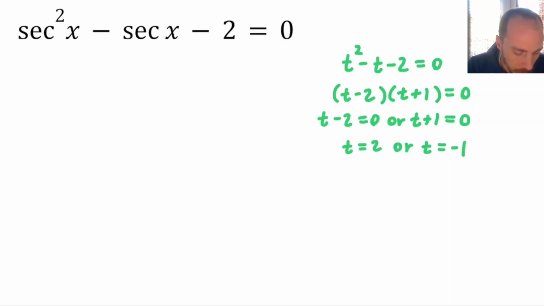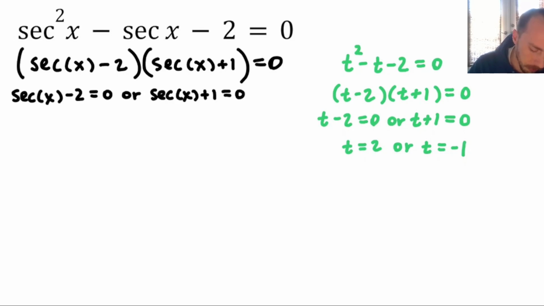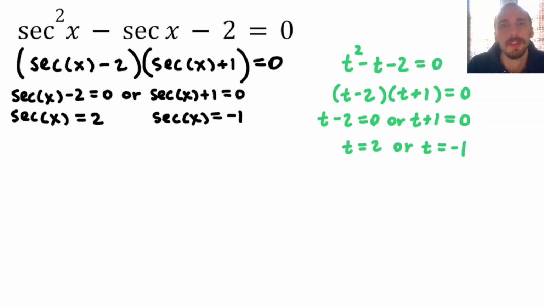Okay. So if I want to factor the trigonometric expression written in black, I'm going to use the green as my guide. t minus 2, t plus 1. I should have secant x minus 2 times secant x plus 1. And now I've got it factored, and I can set the things equal to 0, right? I can say secant x minus 2 equals 0, or secant x plus 1 equals 0. I can solve these for secant x, but that doesn't do me all that much good.